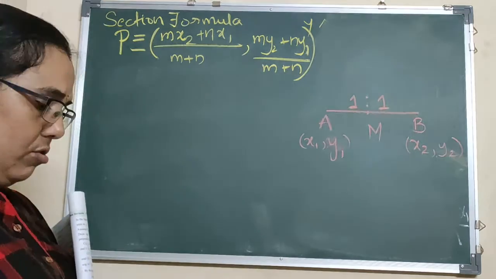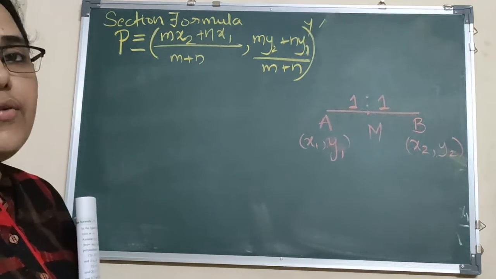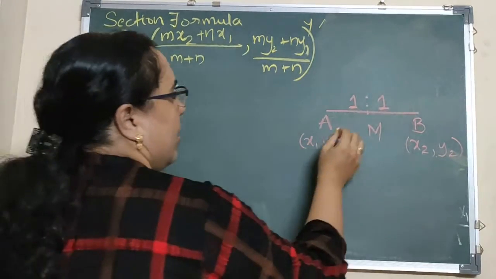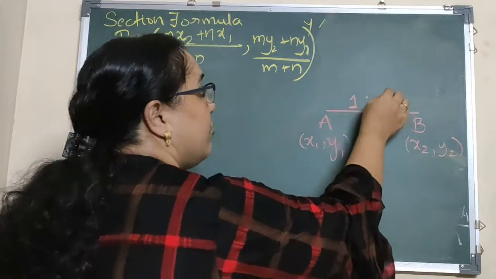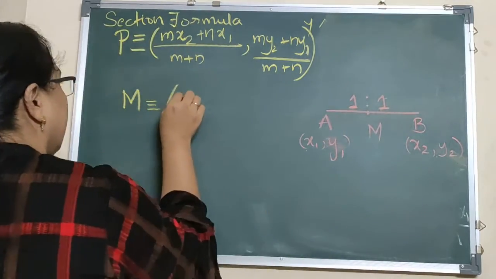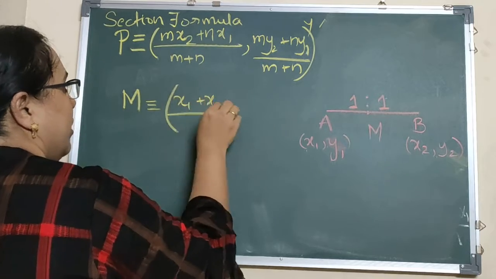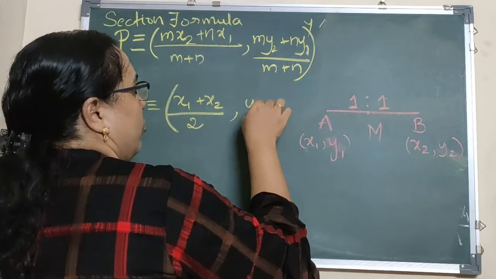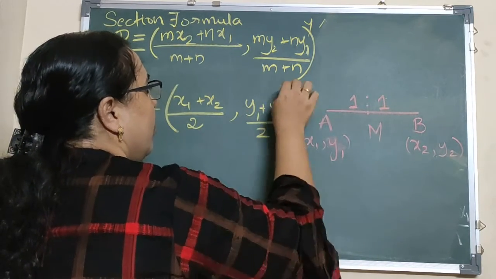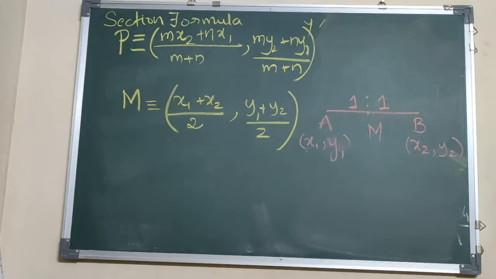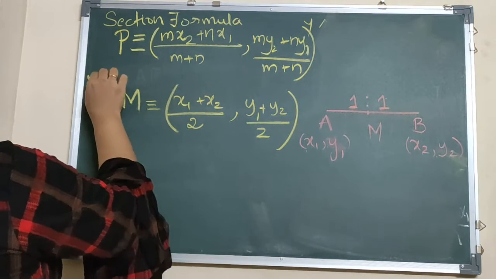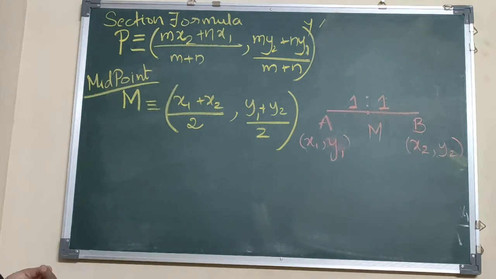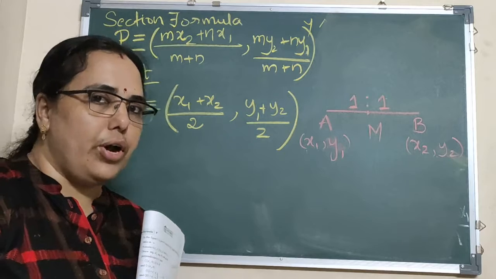Agreed, all of you? So how can we find the coordinate of point M? It is nothing but 1 into x2 plus 1 into x1, which is the same as x1 plus x2 upon 1 plus 1, that is 2, and y1 plus y2 upon 2, again 1 plus 1 is 2. So this is the midpoint formula. Is that clear? So from the section formula you have the midpoint formula.